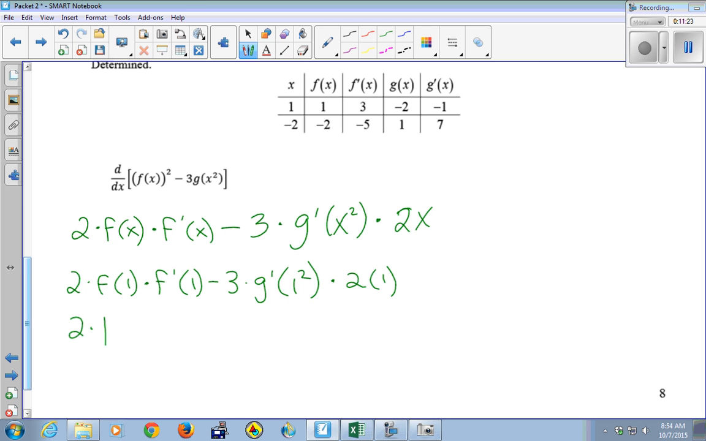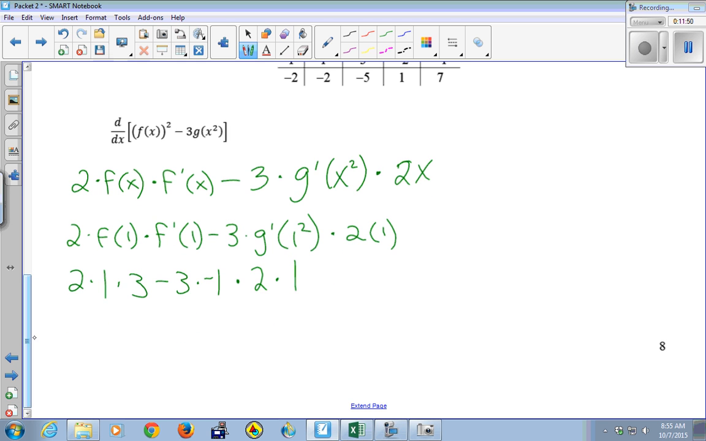Is f prime of 1 3? Yeah, but I haven't plugged it in yet. Just writing it out. Yep. So f of 1 is 1. F prime of 1 is 3. 3 times 1 squared is 1, and g prime of 1 is -1 times 2 times 1. So 2 times 1 times 3 is 6. And then we have -3 times -1, which is 3, times 2 is 6, plus 6 is 12.